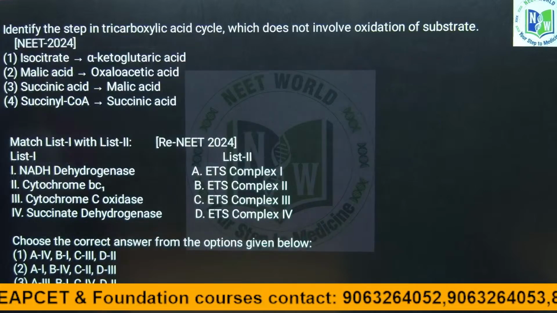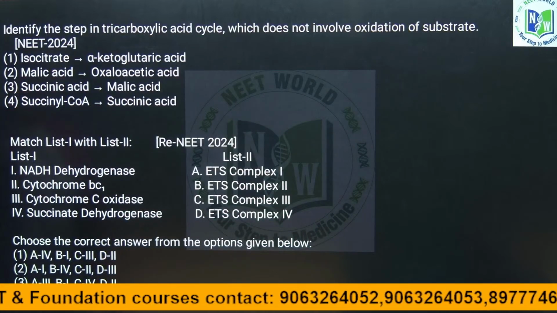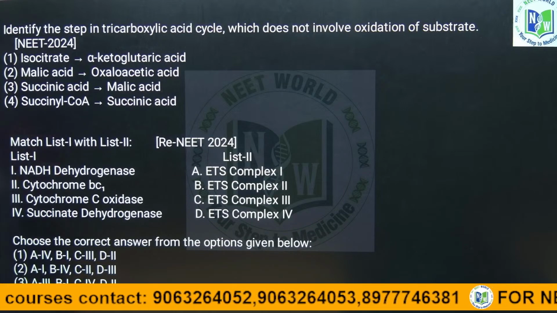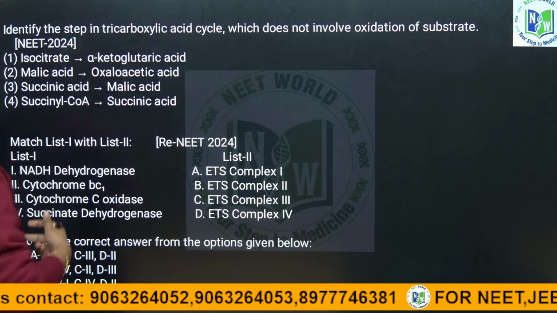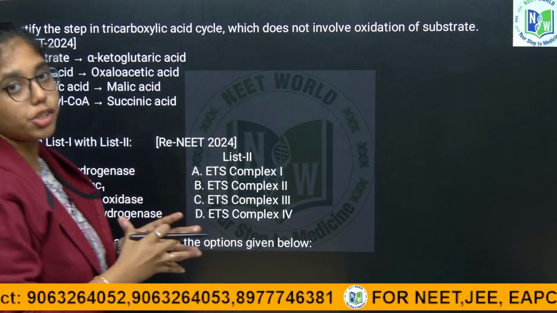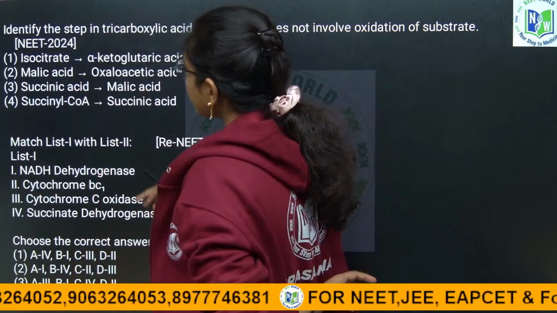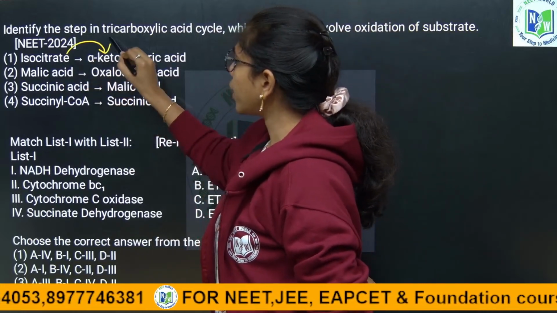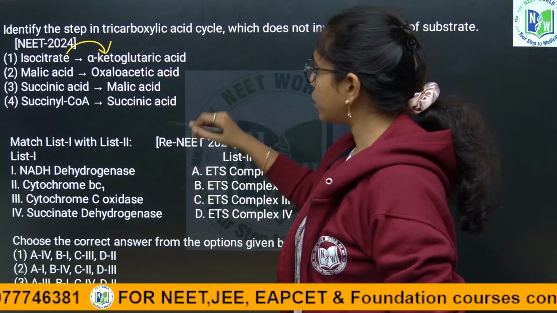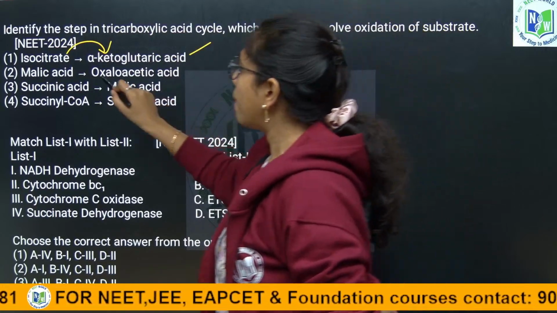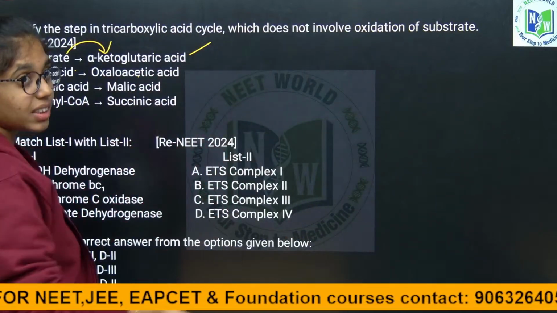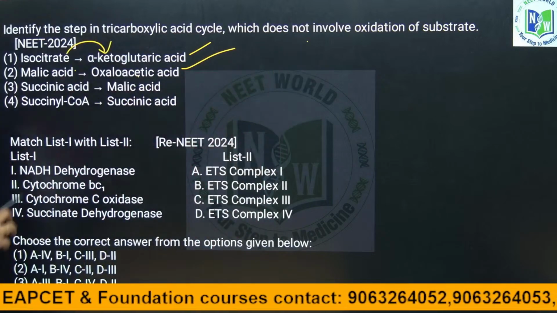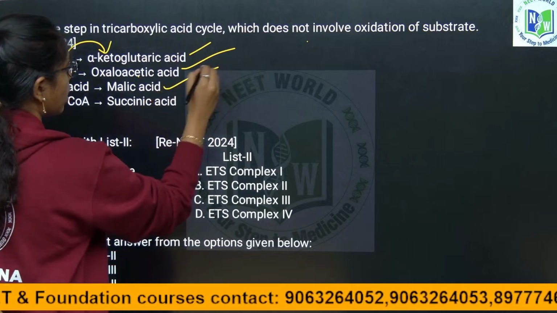Yes. Next, if we look into a question from the year 2024: identify the step in the TCA cycle which does not involve oxidation of the substrate. Isocitrate to alpha ketoglutaric acid is a decarboxylation reaction, and oxidation happens. Malic acid to OA, the last step of the TCA cycle, involves oxidation. Succinic acid to malic acid also involves oxidation.